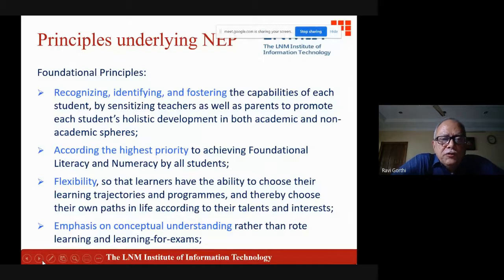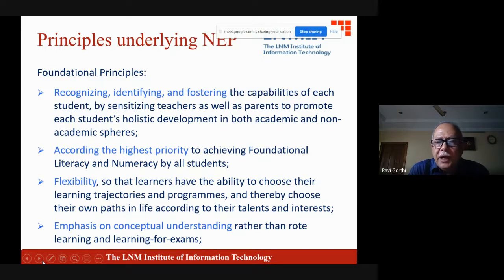Continuing on the foundational principles they have identified, and I'm presenting it to you. Recognizing, identifying, and fostering the capabilities of each student. Right? A very tall task. By sensitizing both the teachers and the parents to promote each student's holistic development. A lot of work to be done.